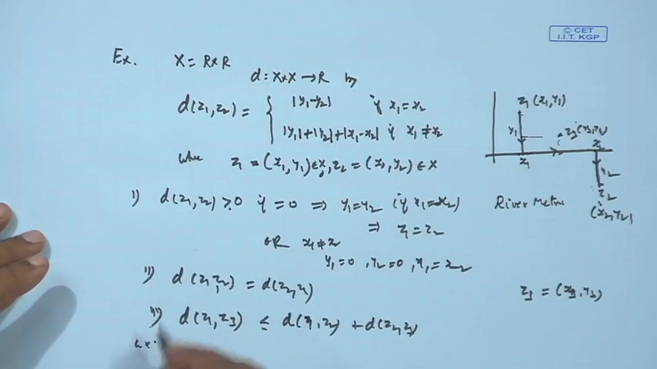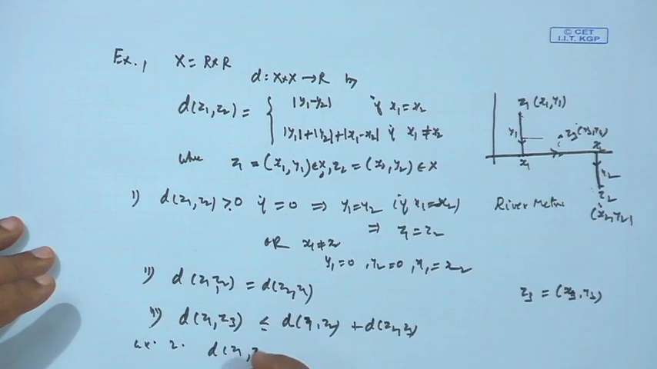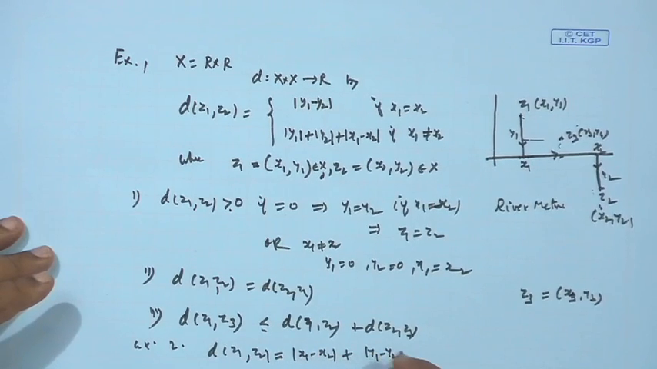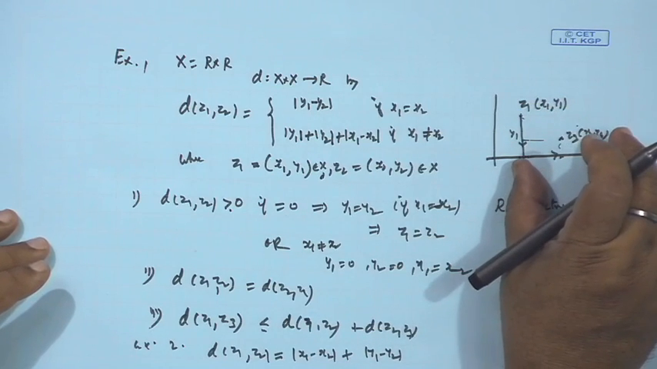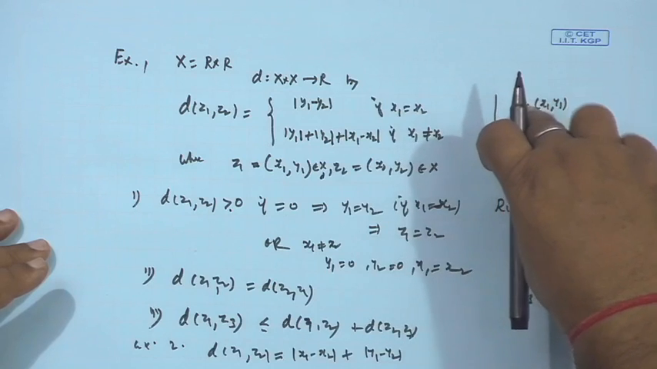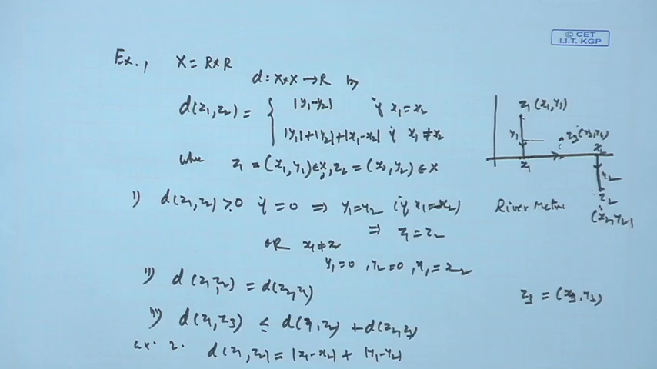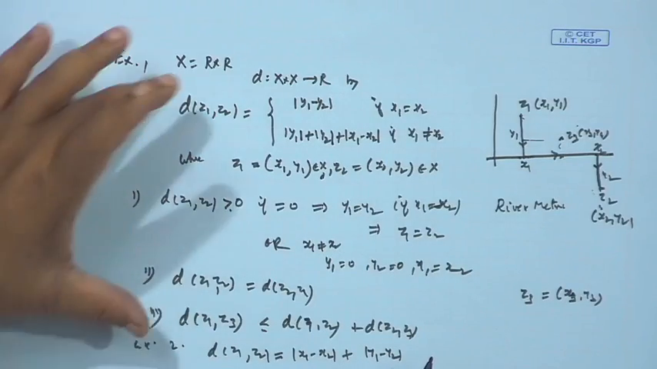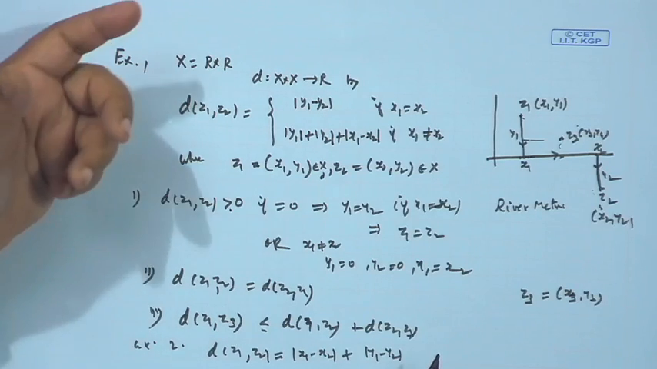Another example of a metric on R², we can also introduce the metric d(z1, z2) as |x1 − x2| + |y1 − y2|, where z1 is (x1, y1) and z2 is (x2, y2). Take this distance: the mod of this plus the mod of this. Now, this also forms a metric and we see all the conditions are satisfied. Therefore, this will be a metric. Now, this shows that over a set X one can introduce more than one metric for it.